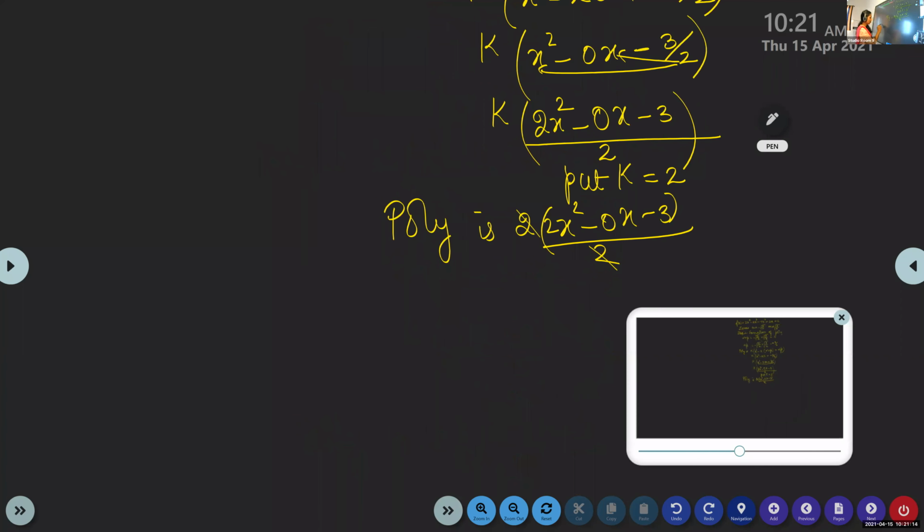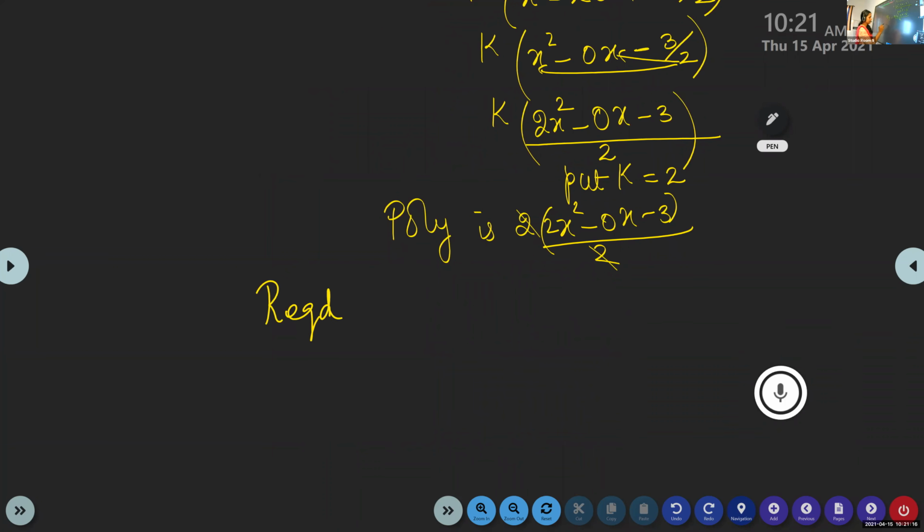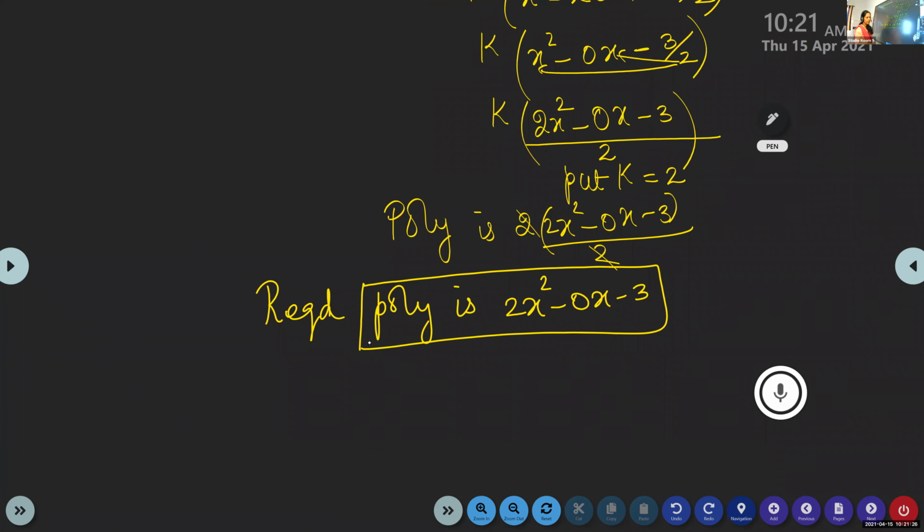So the required polynomial is 2x square minus 0x minus 3. This is the first step. Up to this, is it okay, children? Yes, ma'am. First step, is it okay?